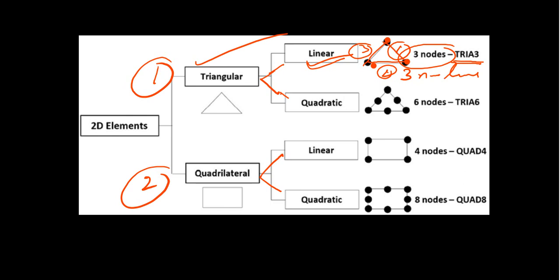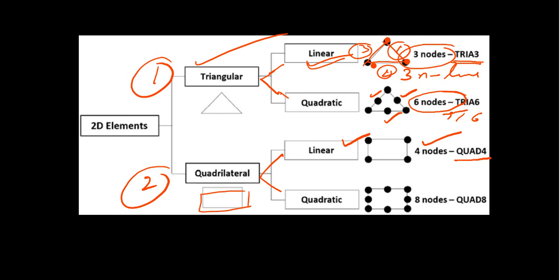In the quadratic one, again there is one triangle with the 3 ends connected, but at the middle of each edge one more node is added. So it becomes a 6-node element, defined as tri 6. That is the quadratic triangular element. Now in the quadrilateral, the linear element is like a rectangle. Here again all the nodes are connected at their ends. That is the linear quadrilateral element. It is a four-noded element, quad 4.